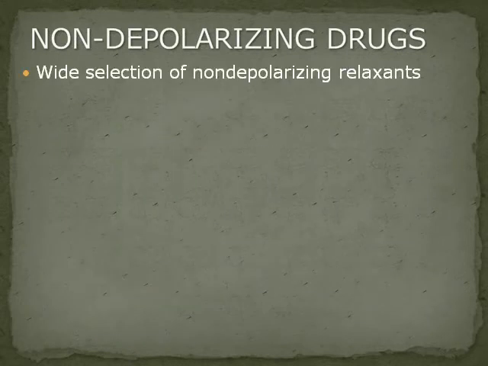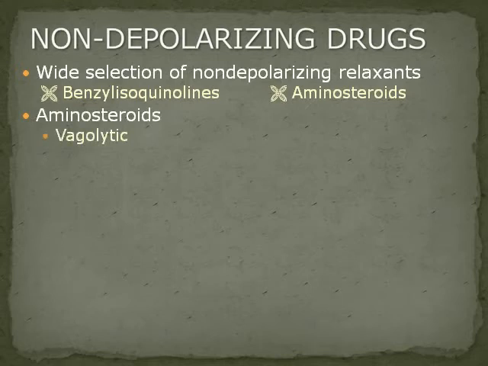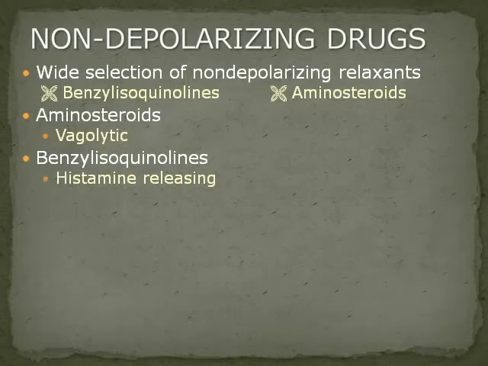In contrast to depolarizing muscle relaxants, there is a wide selection of non-depolarizers. Chemically, they are categorized as either benzylisoquinolines or aminosteroidal compounds. Choice of a particular drug depends on its unique characteristics, which are often related to its structure. For example, aminosteroid compounds tend to be vagolytic, whereas benzylisoquinolines tend to be histamine-releasing.